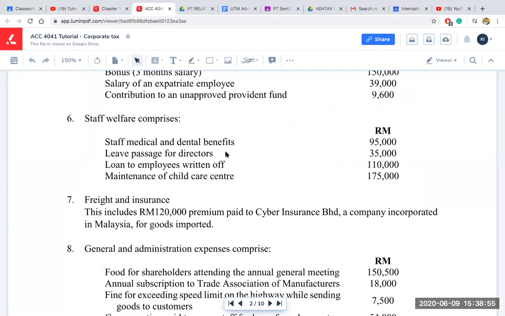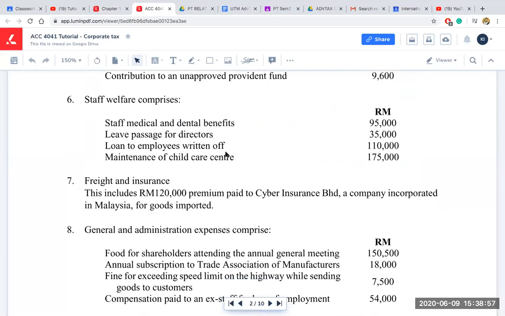Okay, loan to employees written off. So of course, when it is a loan to employees, is it deductible or not? No. Yes or no? No. Not deductible. So you add back. Basis? Why you add back? Tak tolak dari gaji dia. Tolak dari gaji dia? No. Sebab tak tolak. Loan to employees is non-deductible to the company.